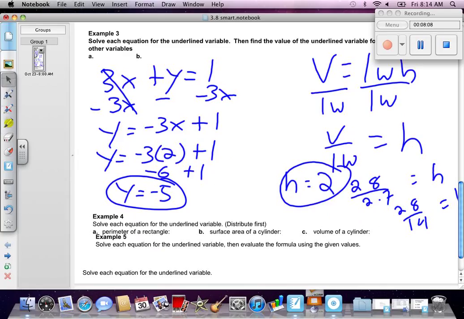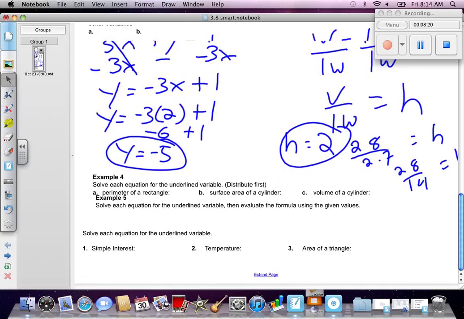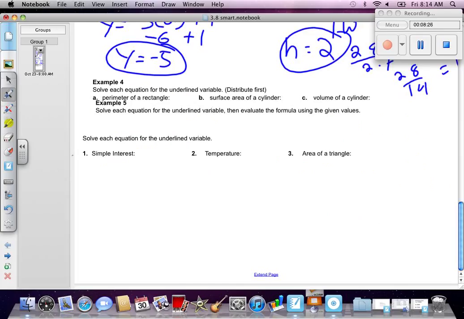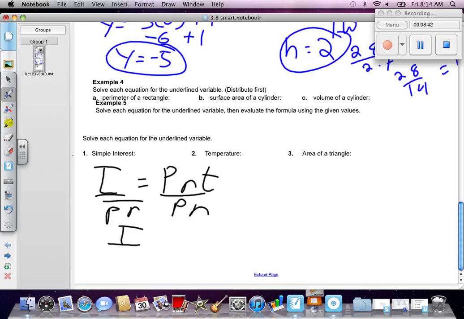Okay, let's turn it over and look at the back. You know what? I'm not going to do all of these. We've done basically the same thing. I am going to go all the way down to the bottom where it says number 1, and I'm going to do that one. Okay, we've got I equals PRT, and we're going to solve for T. What are P and R doing to T? Multiply. So we're going to divide. And so I get I, which is interest, over principal times rate equals time.